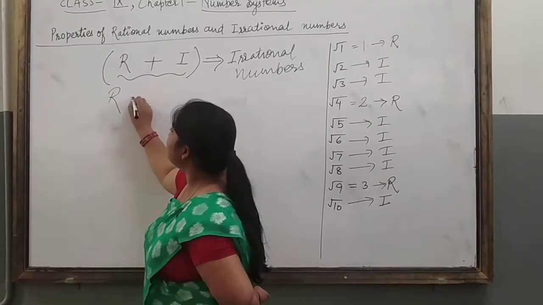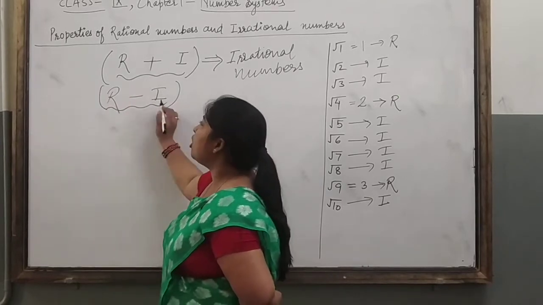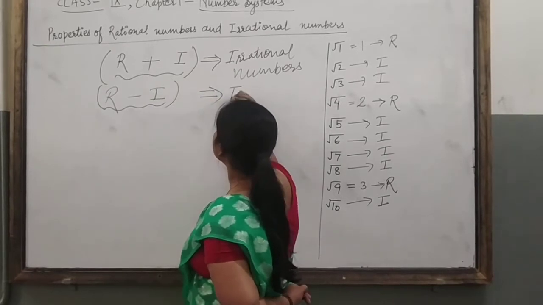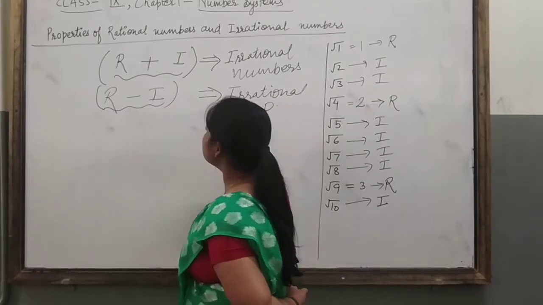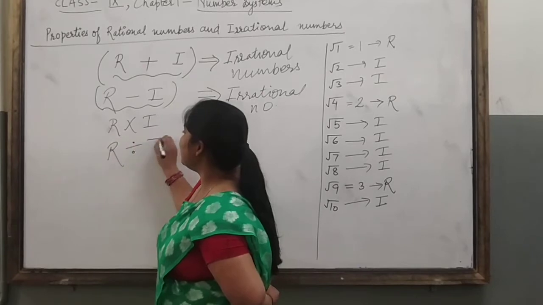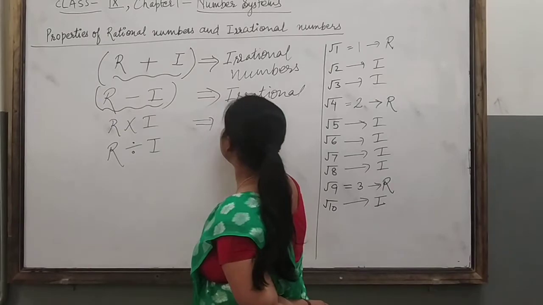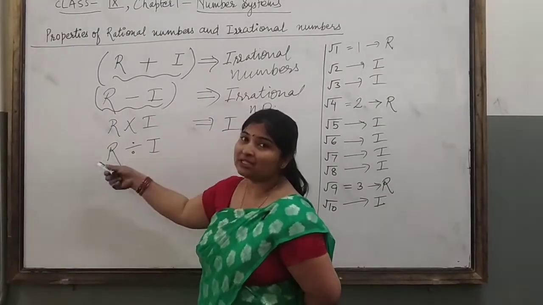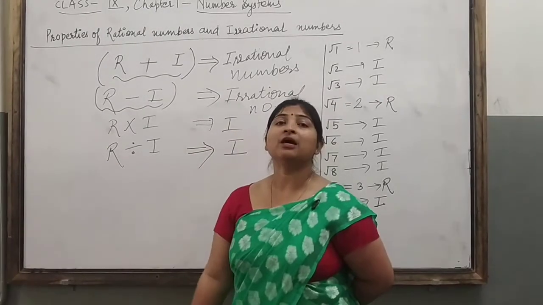The same holds for subtraction also. If a rational number is subtracted by an irrational number, or an irrational number is subtracted from a rational number, vice versa, then it will also be an irrational number. The same applies for multiplication as well as division. When an irrational number and a rational number are multiplied, the answer will be an irrational number. If a rational number is divided by an irrational number or an irrational number is divided by a rational number, in both cases the answer will be an irrational number.